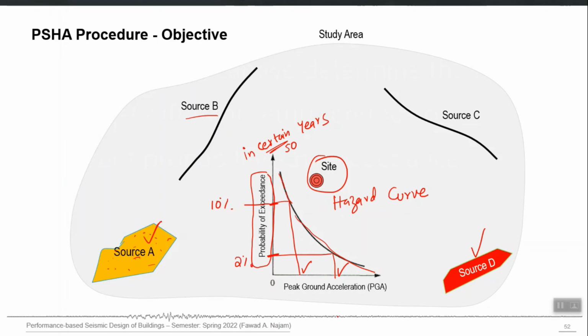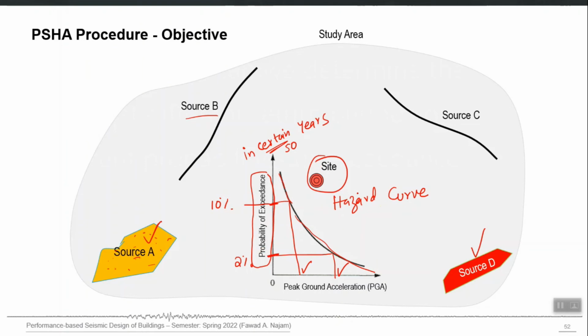So contrary to DSHA, where you only get one number, and that is supposed to be the most conservative one, here you get that number as a function of probability of exceedance, which can also be converted into return period. So now you get a number which is a function of return period. So now it's your choice that you fix one particular definition of hazard and pick the PGA for that particular site, right.